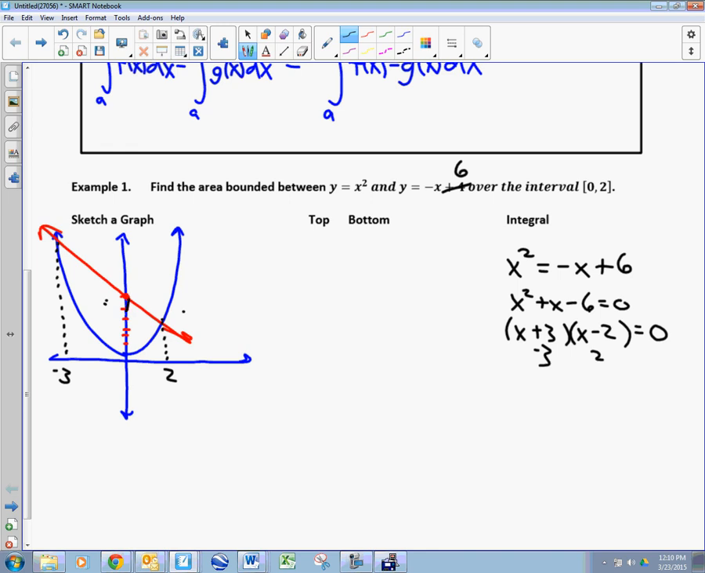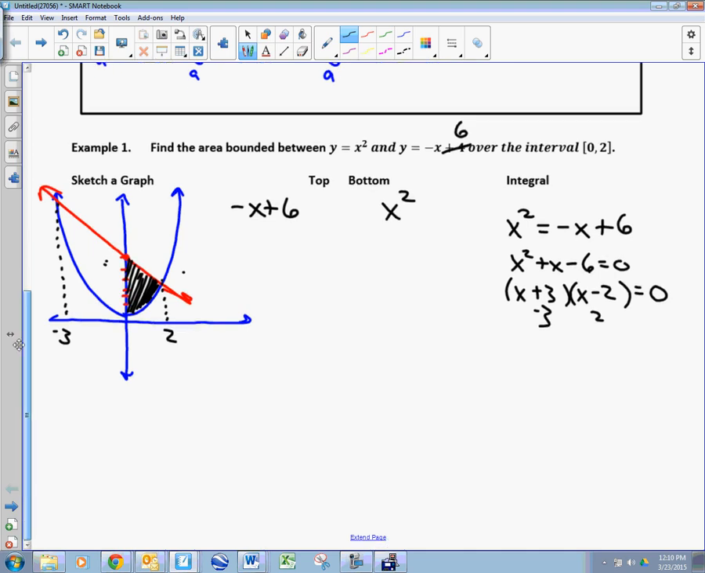So what we're looking for is the area bounded between the two curves from 0 to 2. So that's the section. What is the top function for the area? -x plus 6. What's the bottom function? x squared. So as I set up my integral, I have the integral from 0 to 2 of the top function, -x plus 6, minus the bottom function, x squared.